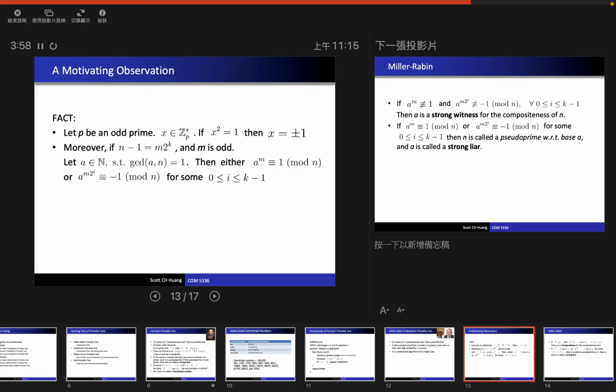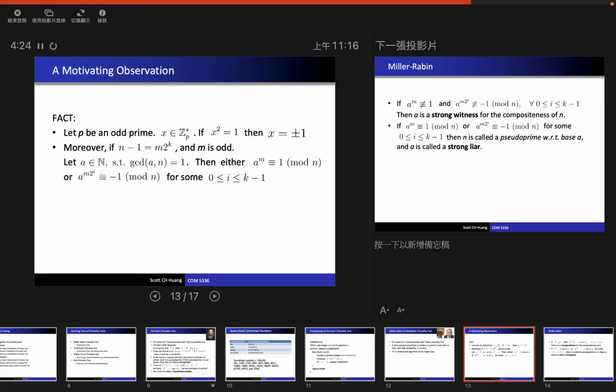factorize this n minus 1. If n minus 1 is an even number, then we can divide by 2. We take out all factors of 2, and then calculate this modular exponentiation. So that is not calculating the square root, that is calculating modular exponentiations.